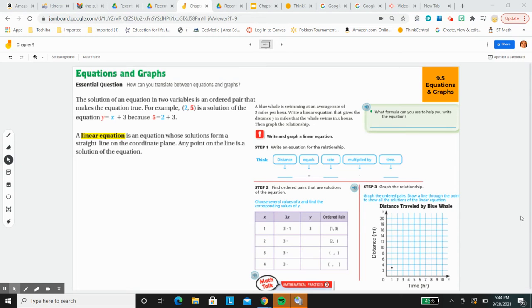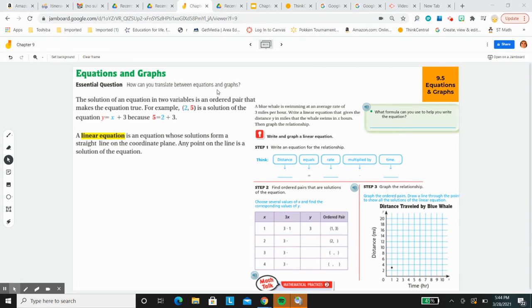Today's lesson is 9.5, which is called Equations and Graphs. This lesson is going to take everything we've learned from lessons 1, 2, 3, and 4, and throw it all into one big lesson, okay? So I really want you to listen today because there's a lot of steps involved in what we are going to do. All right, so let's start with our I can statement.